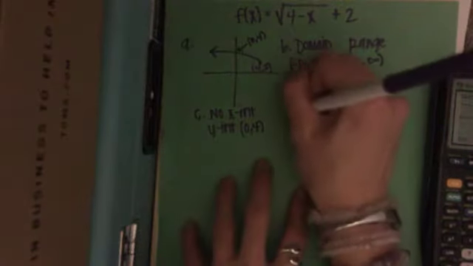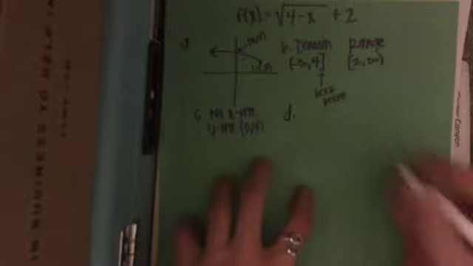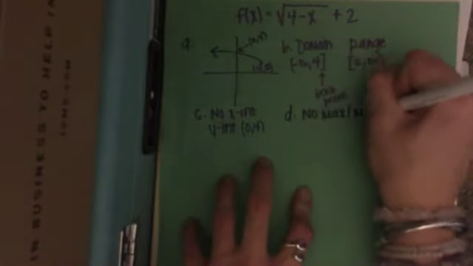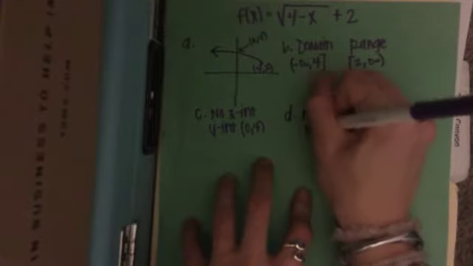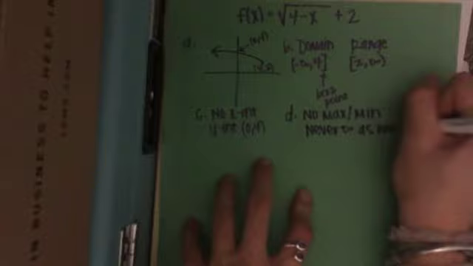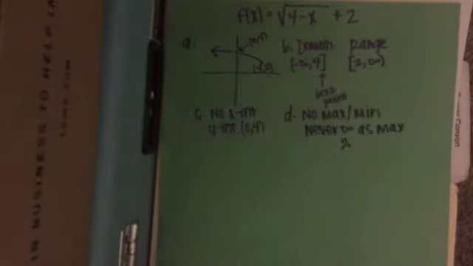D is relative maxes and mins. There are no maximums or mins on these. Okay, never put infinity as a max. It is not a maximum. Infinity is a special number, so that's why you don't deal with it as a max or min. Okay.